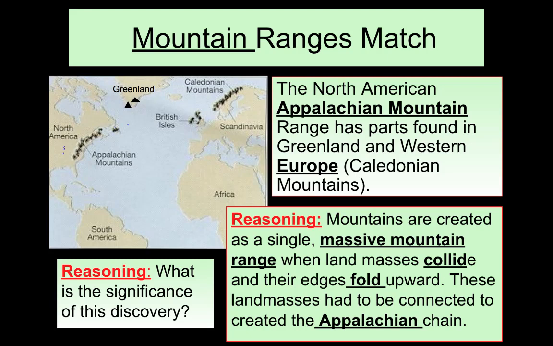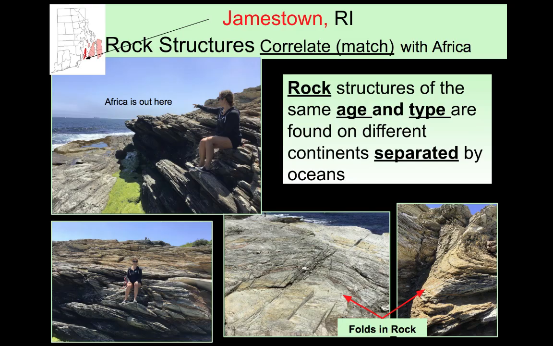So the fact that mountain ranges match up across oceans also supports Alfred Wegener's theory of continental drift. His evidence is starting to be really, really strong here. Now, I'm going to introduce you to one other piece of rock evidence. So mountain ranges matching up across oceans is a definite huge piece of rock evidence, but there's also just rock structures that match up across oceans, boys and girls.